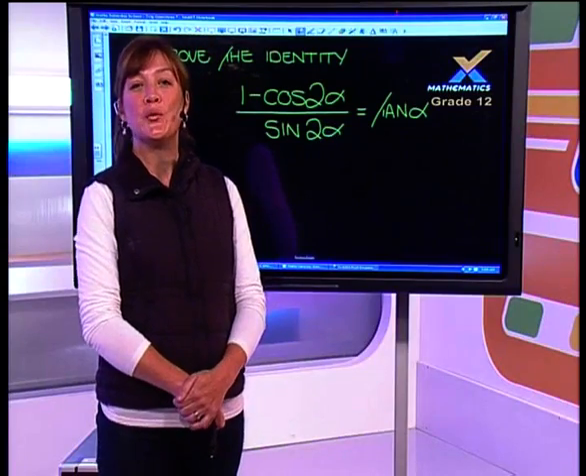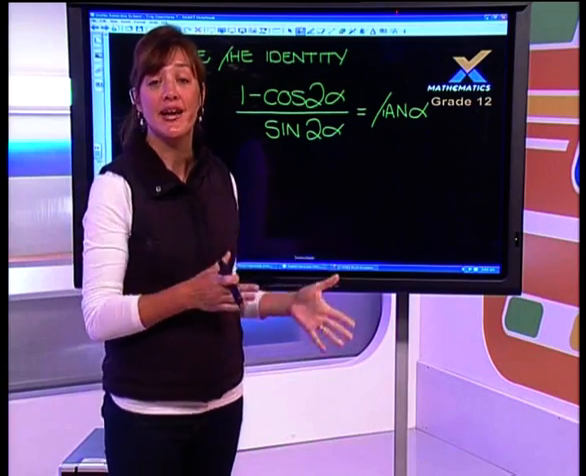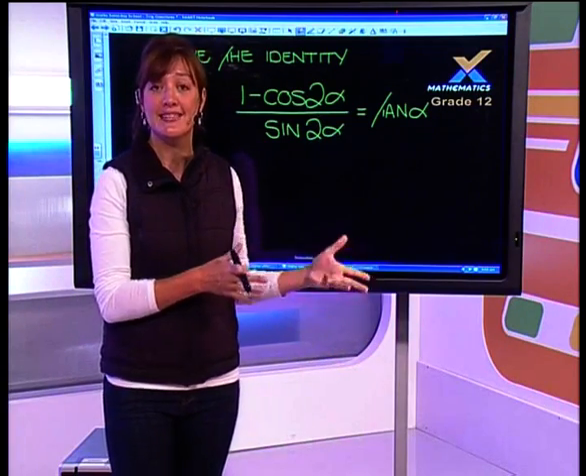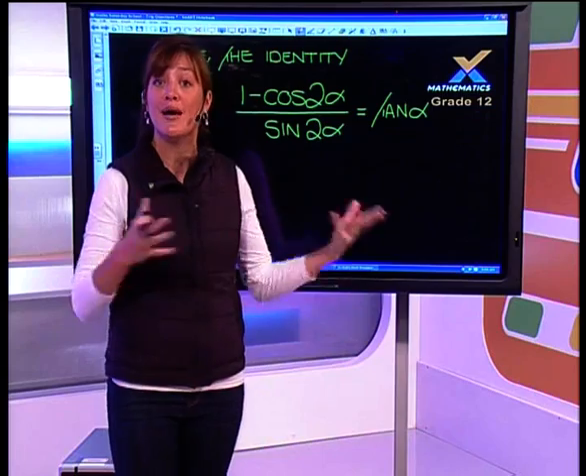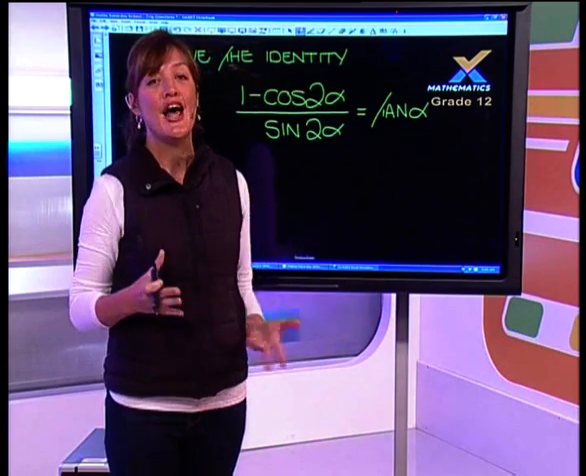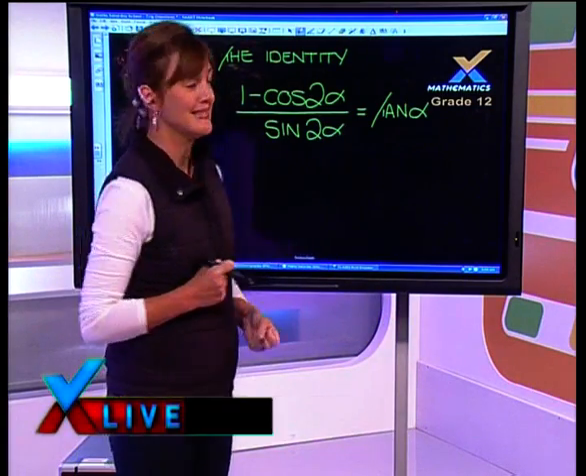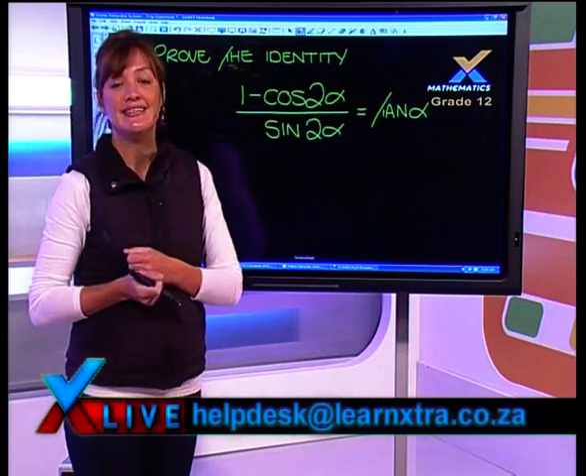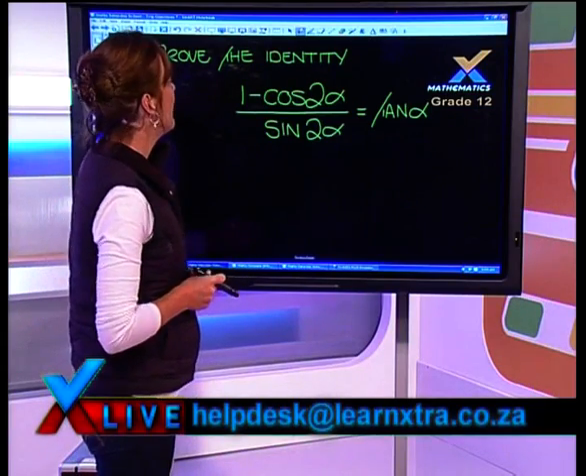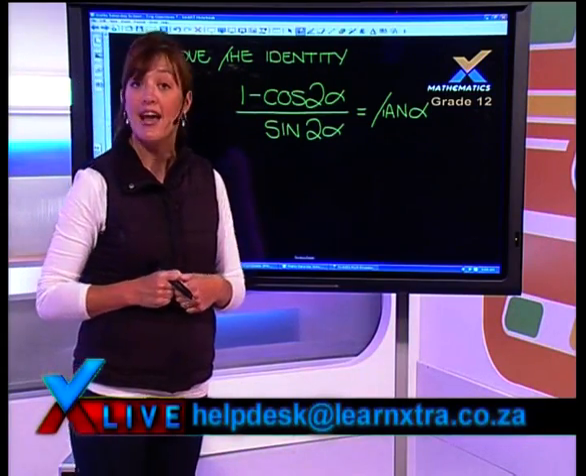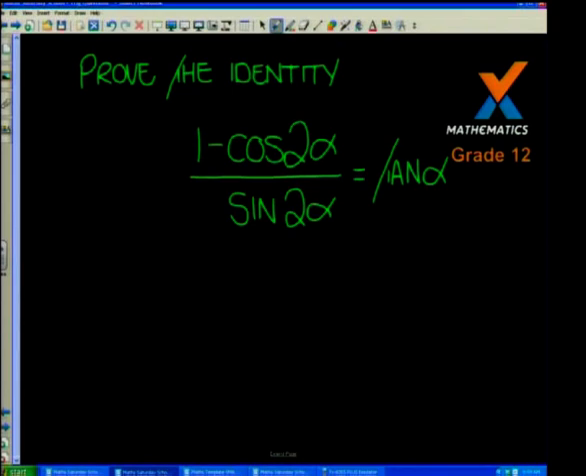Right, okay, so we have now had a look at the theory. We've had a look at the identities that we use for compound and for double angles. Now let's put a little bit of theory into practice. Okay, we have got an identity over here. We've got 1 minus cos 2 alpha over sine 2 alpha, and they've asked us to prove that that is all equal to tan alpha.